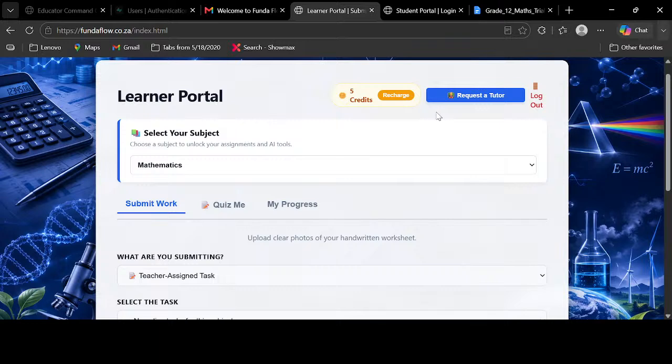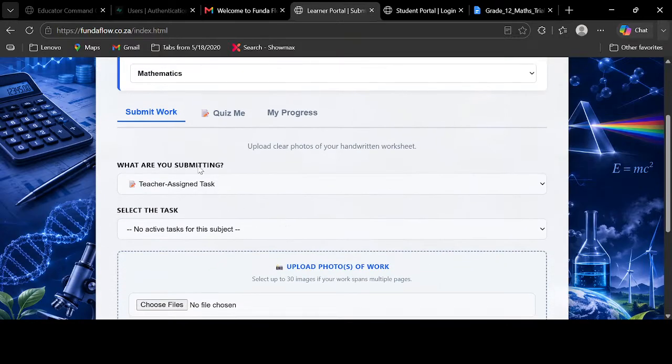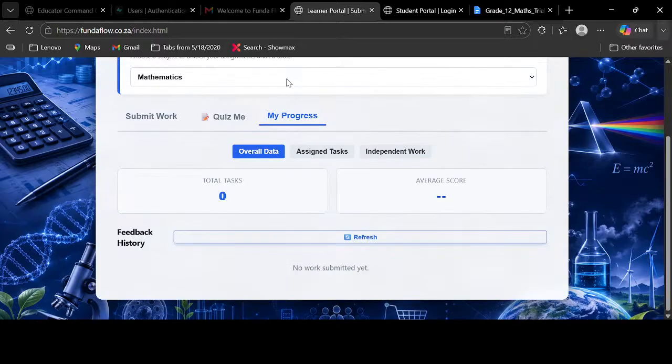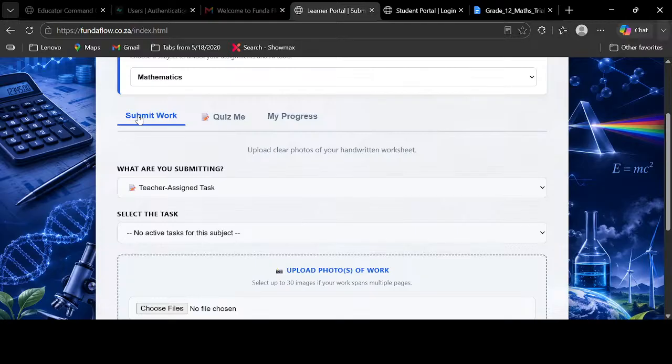So what else do you have in the app? Okay, since we did the math thing, you're going to have submit work, quiz me, and my progress. So you can submit work, and you can do a quiz me. And then there's my progress. On the progress here, just check if there's anything there. Do you have anything that you have done? I just created an account. You just created an account, so you have nothing. So guys, when you go in there, don't be shocked by that. Your progress is going to reflect anything that you do in the app.